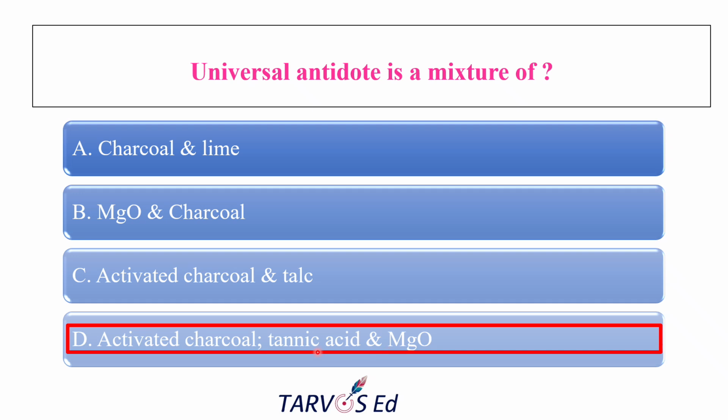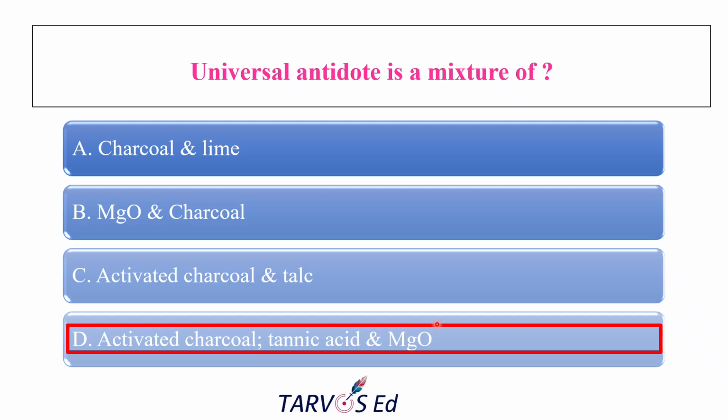Okay, why? This particular antidote will be given in a 2:1:1 ratio, because activated charcoal is a physical absorbent, meaning that it absorbs most of the organic poisons, alkaloids and all, and also prevents the absorption of those toxic substances into the body. Okay, and tannic acid, which is the chemical antidote, usually helps in precipitating the alkaloids and heavy metals in insoluble form. And magnesium oxide is the chemical neutralizer, which generally neutralizes the acids and forms insoluble magnesium salt.